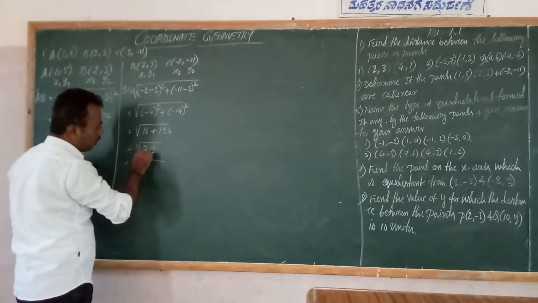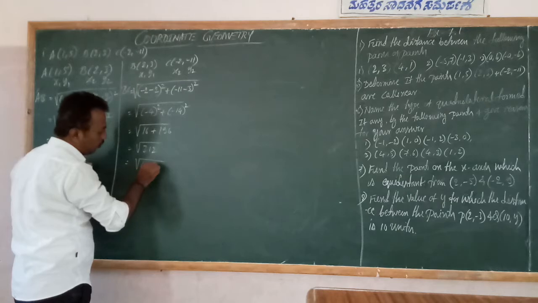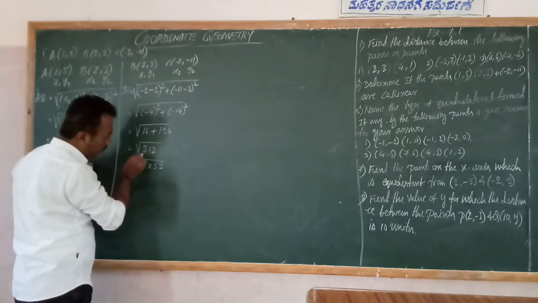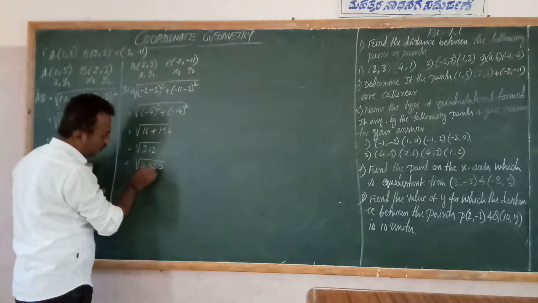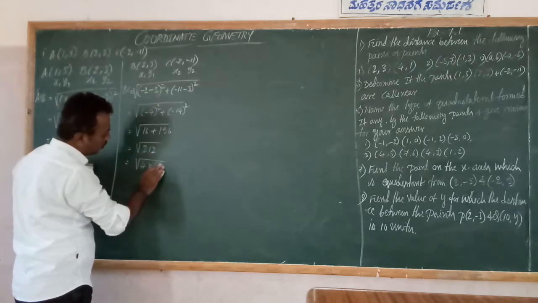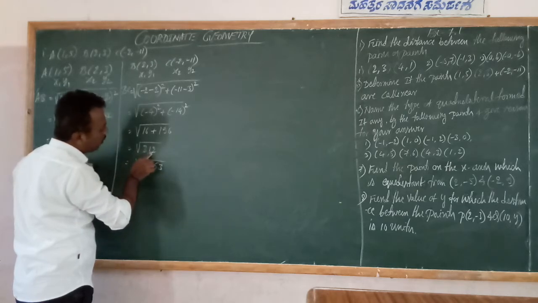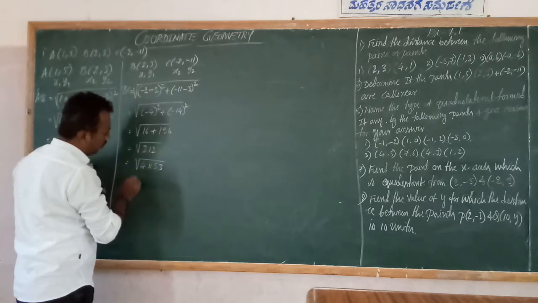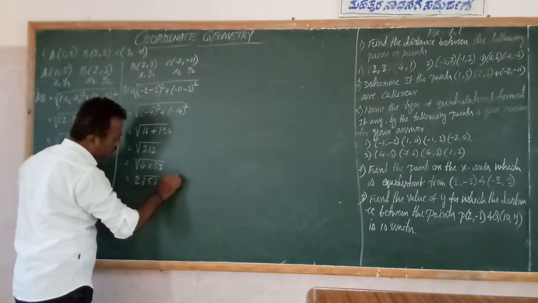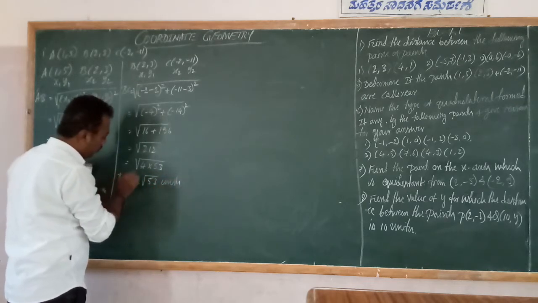So square root of 212 can be written as square root of 4 into 53, because 4 5s are 20, remaining 12, and 4 3s are 12. Therefore, square root of 4 is 2, so 2 root 53 units. Okay, this is the length of BC.